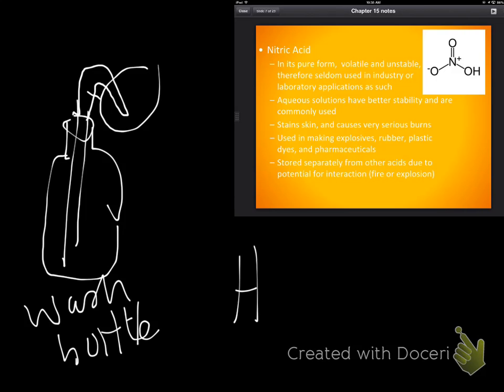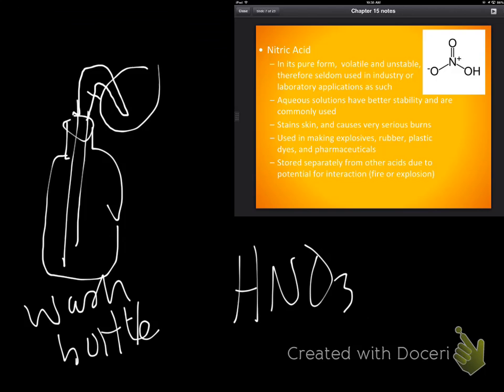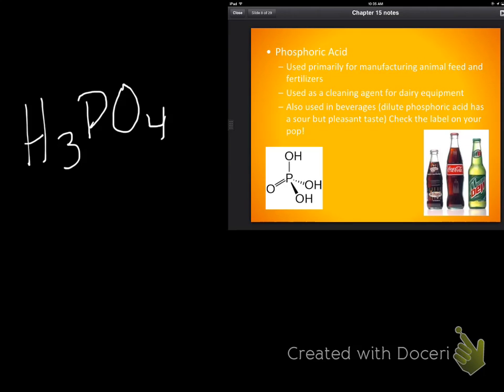And nitric acid is HNO3. What's the ion? Nitrate ion. We should actually go back. What's the ion in sulfuric? H2SO4. Sulfate ion. Okay.